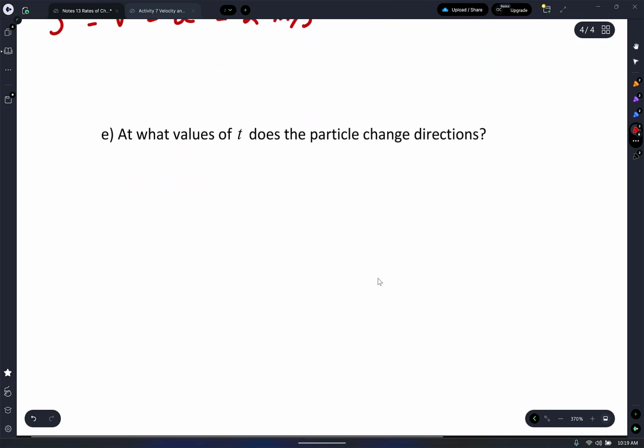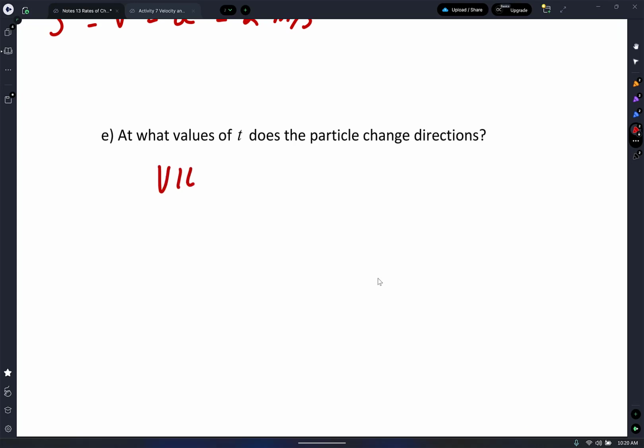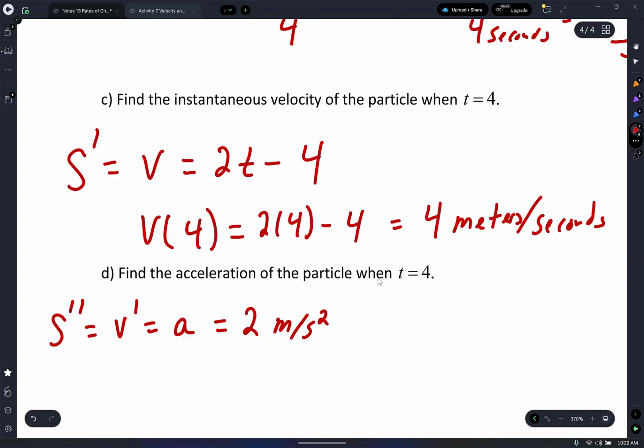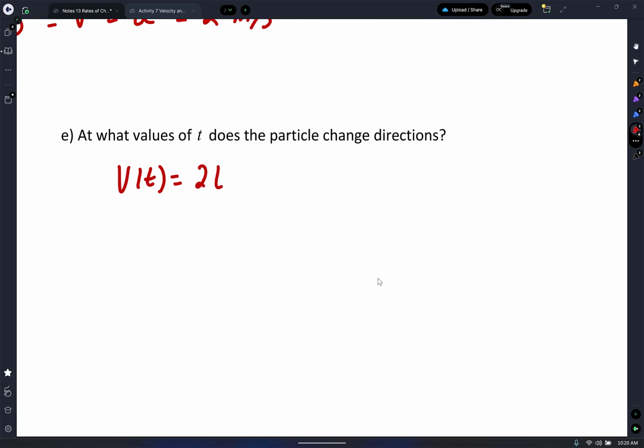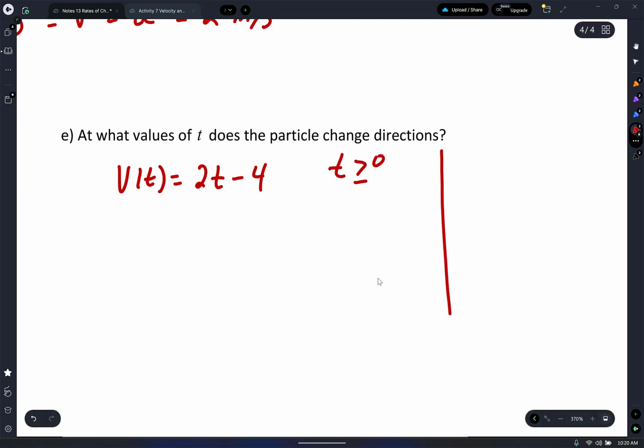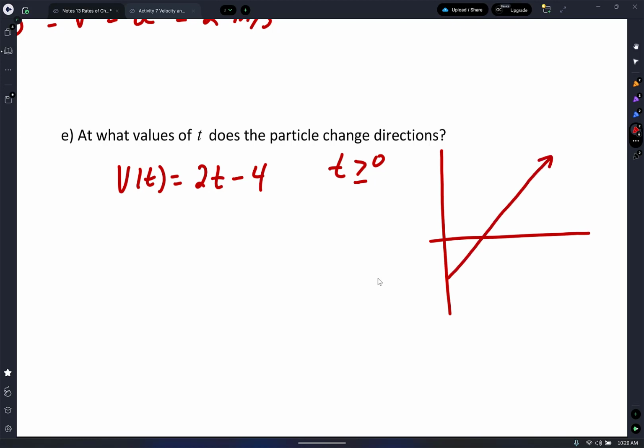All right. Letter E. At what value of t does the particle change directions? Well, I need my velocity equation. What was my velocity equation again? Was it 2t minus 4? If I were to graph this, and we're assuming t is greater than or equal to 0, then my velocity equation will look like this. Time, velocity. When do I change directions? When I cross the t-axis.